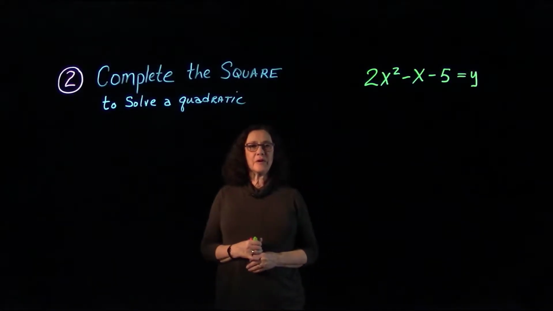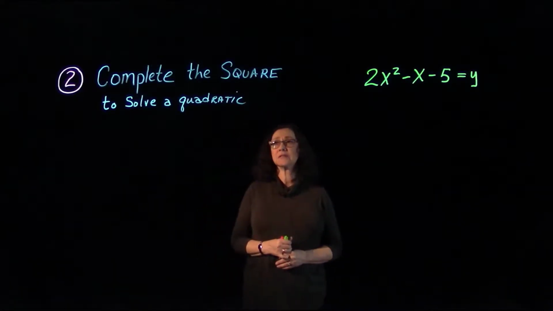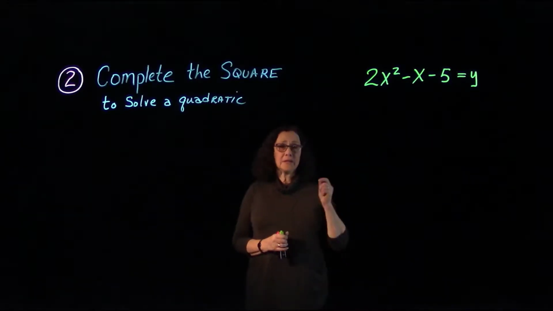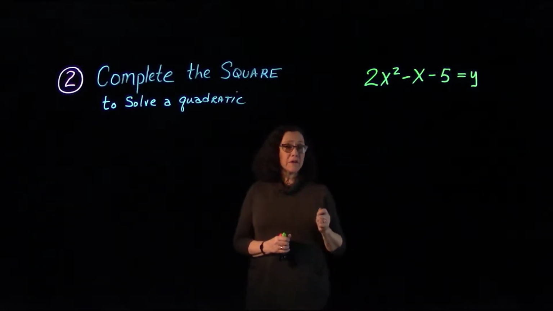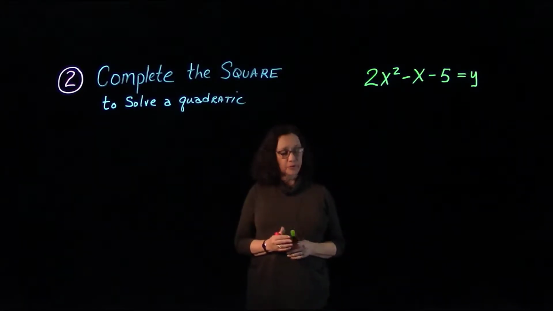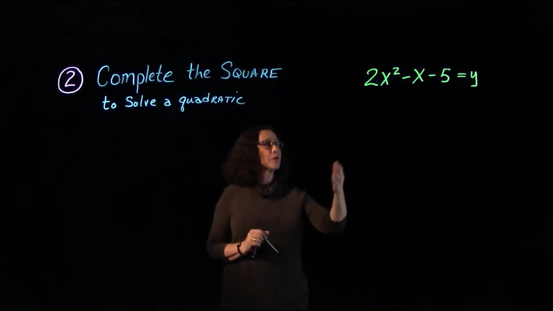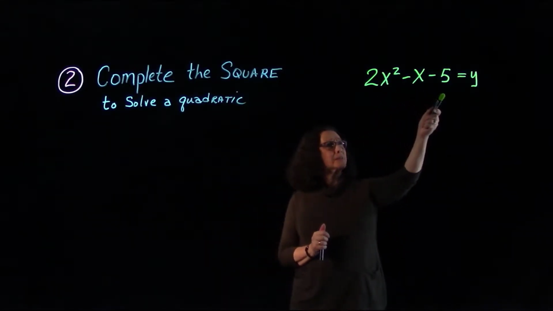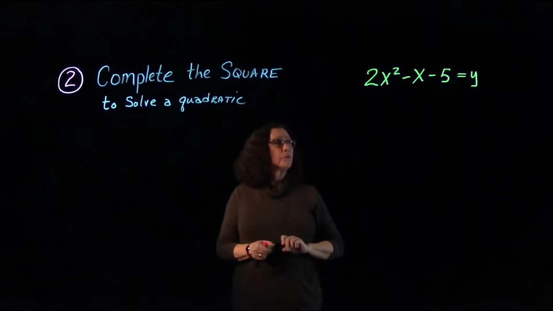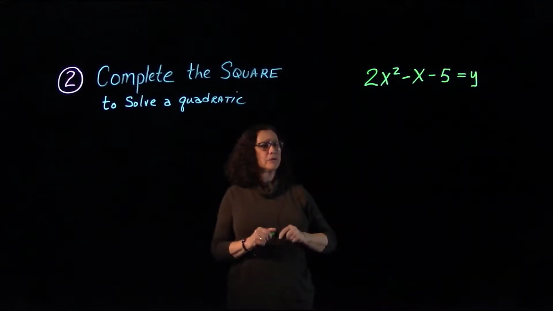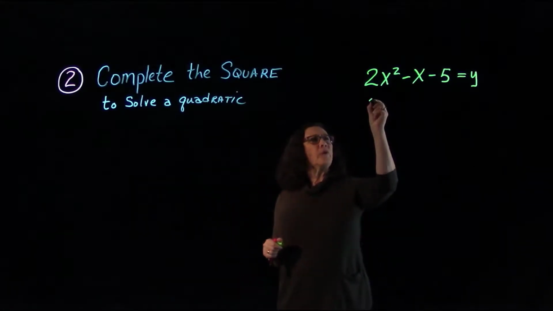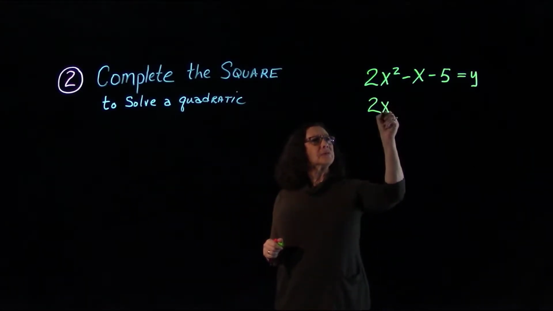In this video, I'm going to demonstrate how to complete the square to solve a quadratic when the solution is not a rational number, but an irrational number. So let's take a look at this equation that I've got up on the screen. 2x squared minus x minus 5 equals 0. When we solve a quadratic, we're looking for the x-intercepts. And so we want the y value to equal 0.